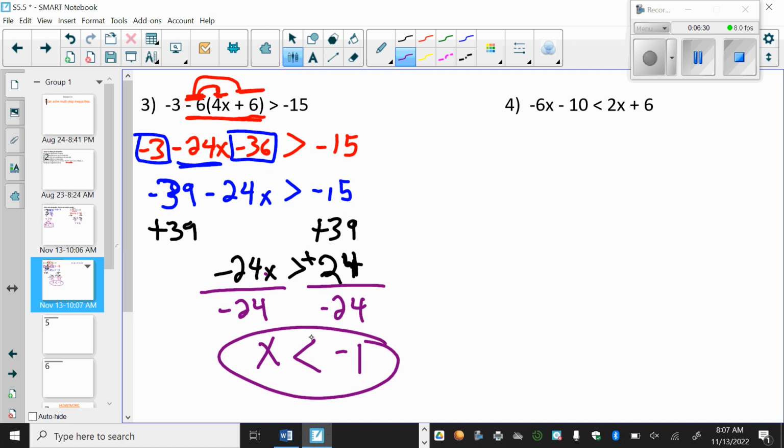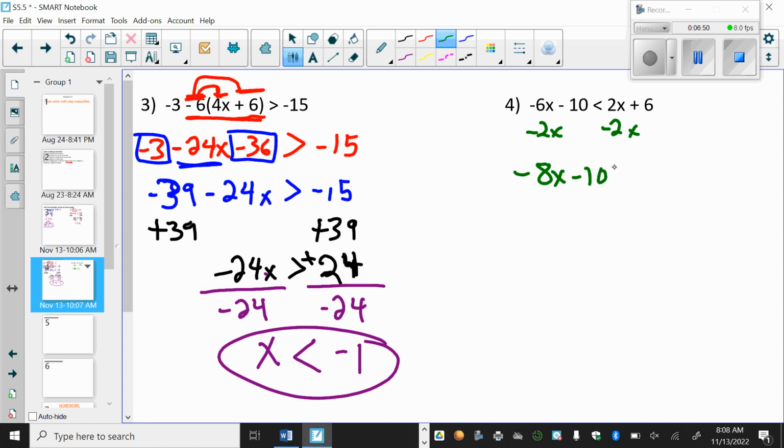We have no distributive property. We have no like terms. My first step is my variables on both sides. So let's move the x from the right to the left. I'm going to subtract 2x. Subtract 2x. That gives me negative 8x. Look, they're both negative. I'm putting them together, so it's a bigger negative.